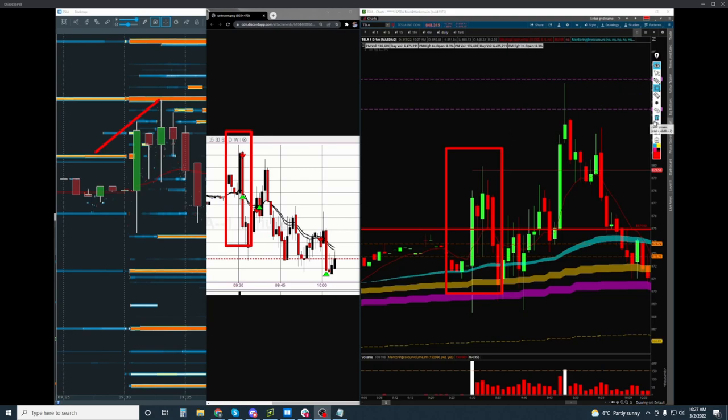Basically, this is a little bit of a lesson. If we put the resistance, this is your pre-market high. And let's say this is the J lines. And let's say that this is the, we're gonna make it like this. And this is the open level.